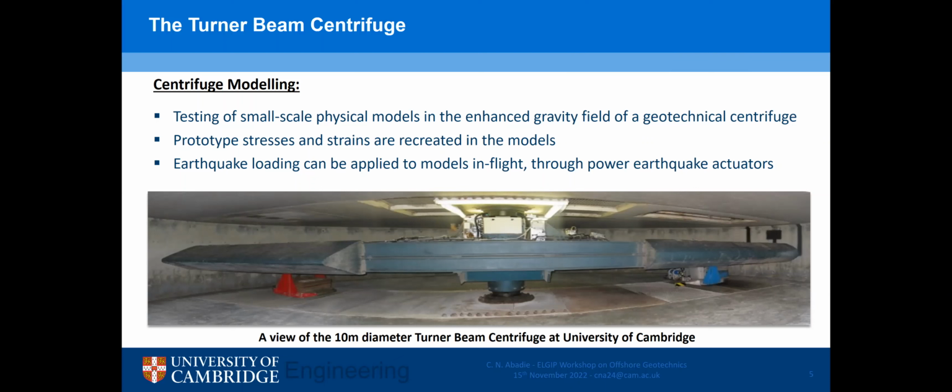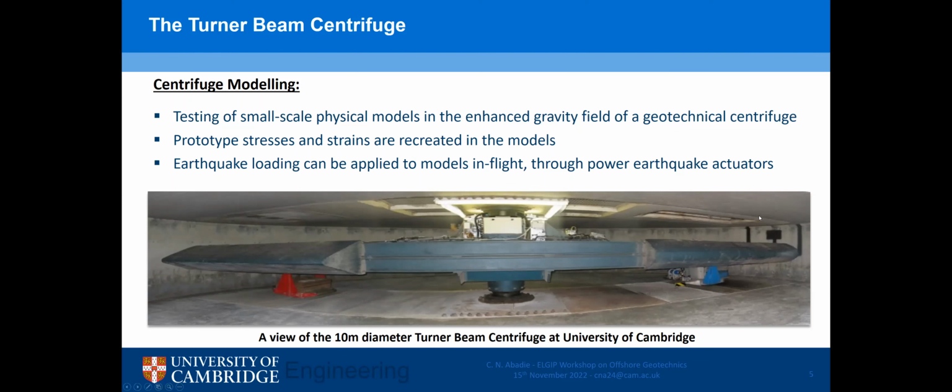So we started small, and we started by doing some centrifuge tests on actually small diameter monopile, because it is extremely challenging to do large diameter, and the low-hanging fruit was to do some small diameter monopile tests. And this was done in the Turner beam centrifuge at Cambridge. I think a lot of you would know the centrifuge.